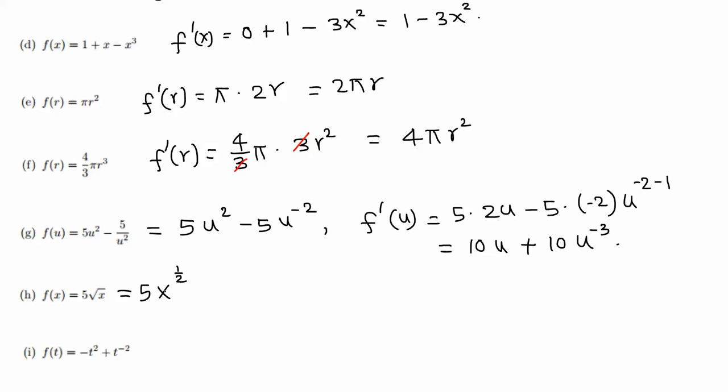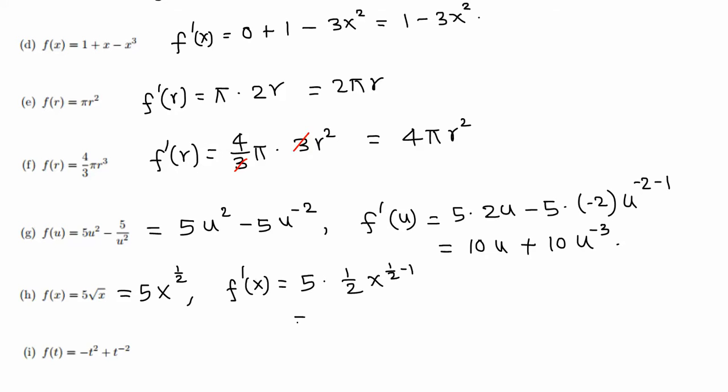Then it looks like x^n. Now we can use the power rule. So the derivative is: 5 is a constant, it survives there, times x^n. The derivative of x^n is n x^(n-1).